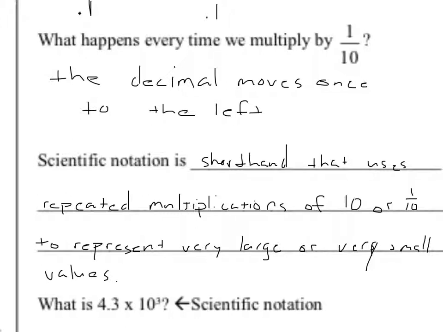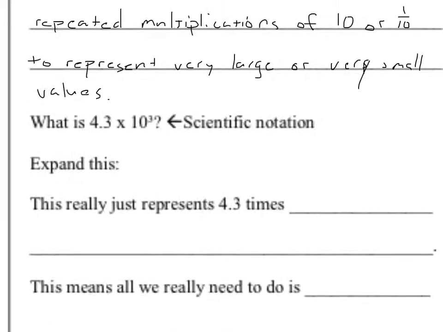So scientists decided that they were going to use this idea to help represent very large or very small values. So let's look at how this works. I have a number down here. This is in scientific notation. It is a number between 1 and 10 multiplied by 10 to some power. That is scientific notation. Let's talk about why it works.